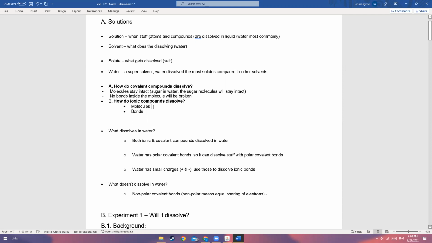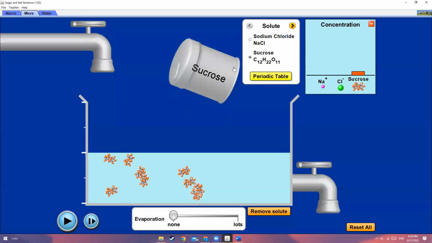Now, how does an ionic compound dissolve? In contrast to the covalent compound, the ionic compound will come apart and spread out. The bonds that held the atoms together will be broken by water. A good example of an ionic compound would be sodium chloride.